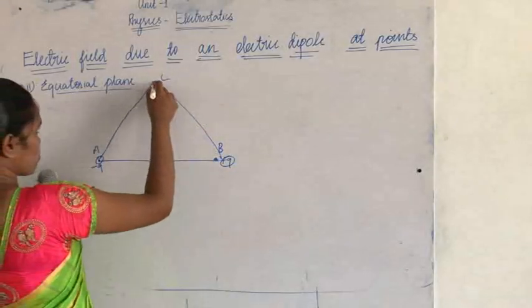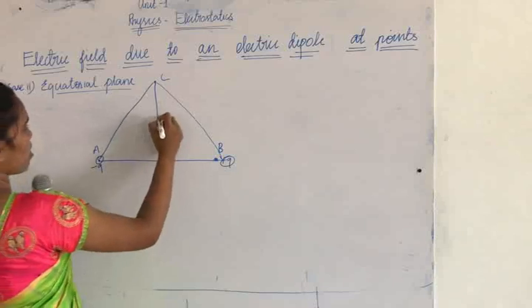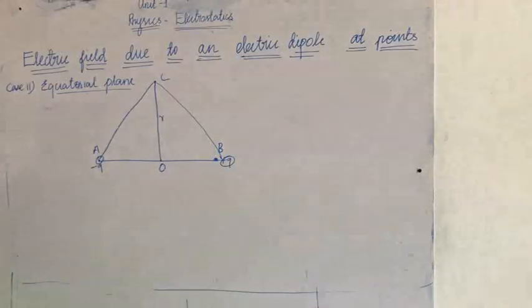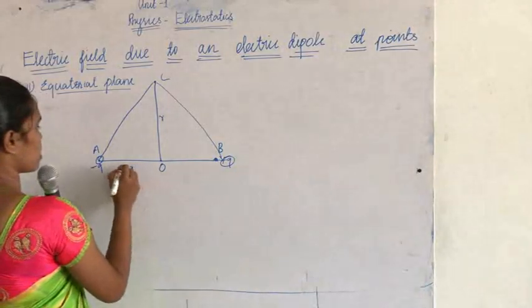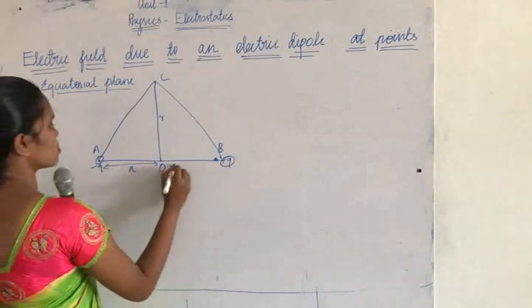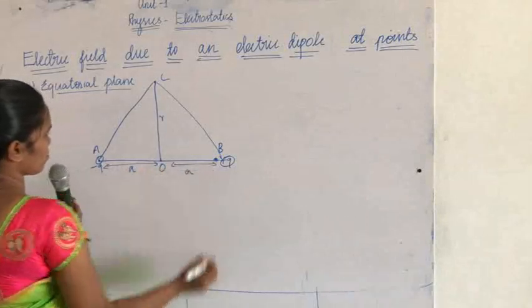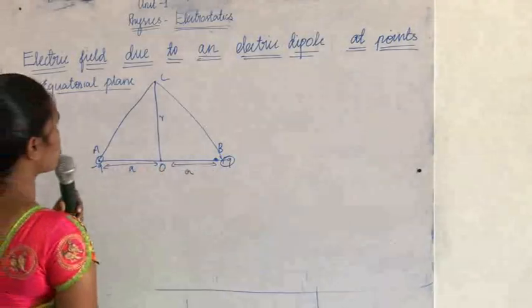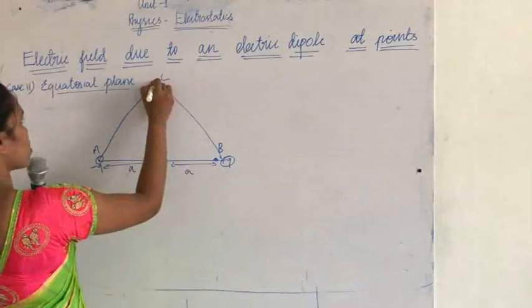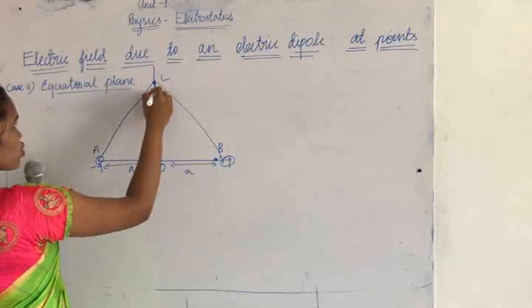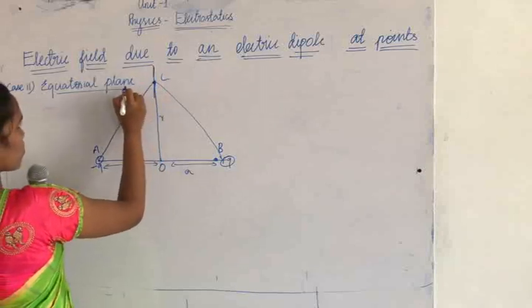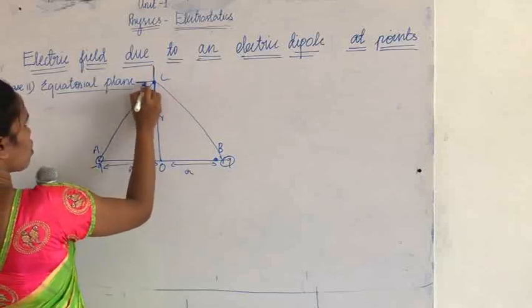Now, the distance between O and C is r. Right. Now this distance is a. This is also a. Now the point C is resolved into two components.